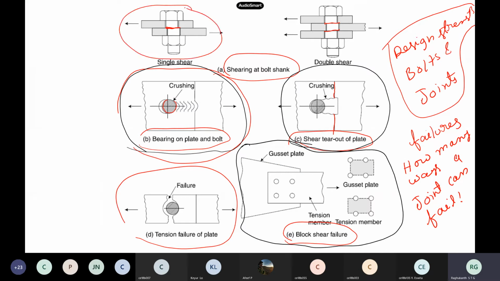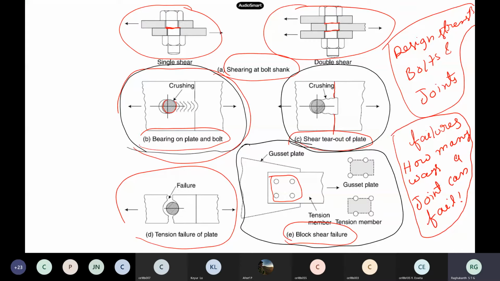Shear failure happens like this. Then we have double shear, but this happens only in double cover butt joints. Then bearing happens, shear tear out also. Then we have a tension failure, then the block shear. In block shear, the whole bolt set tears off from the plate itself. So these are the basic fundamental failure modes.